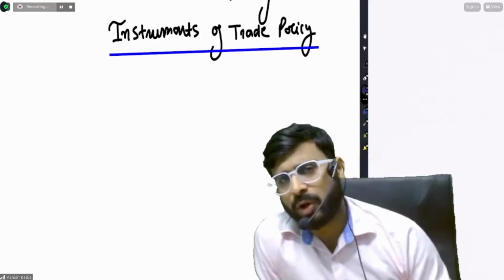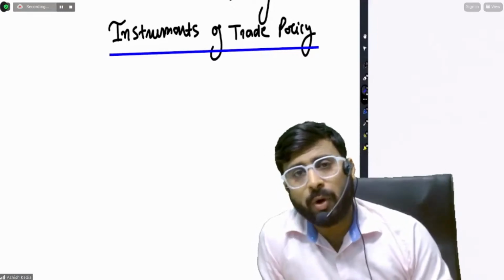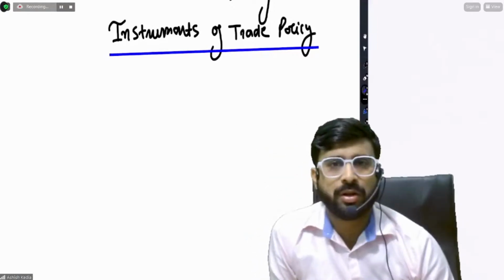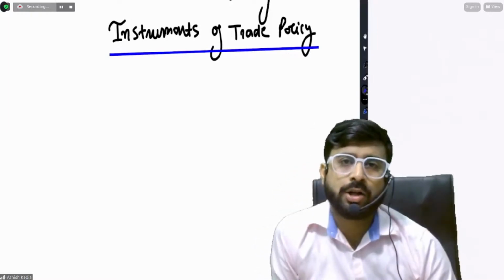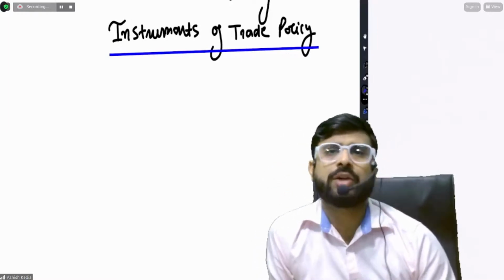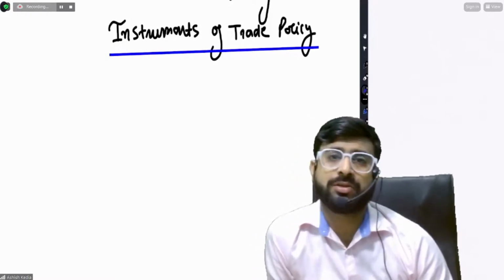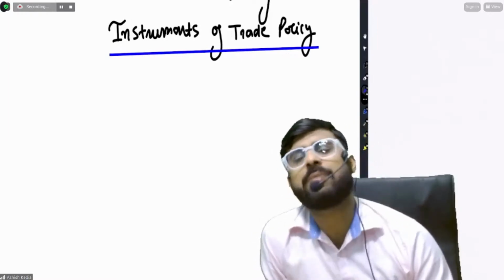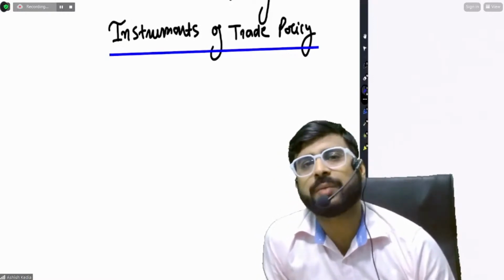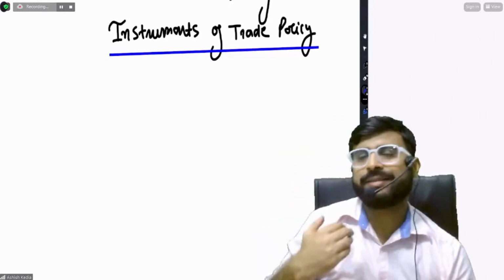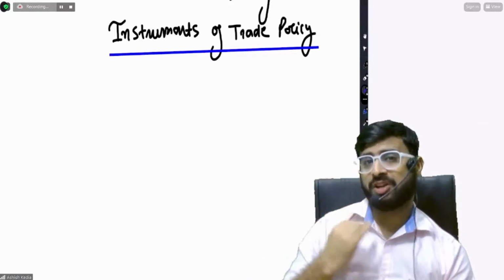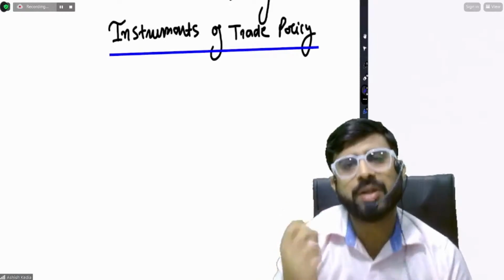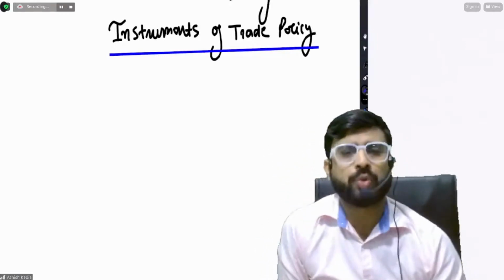In instruments of trade policy, dear students, we are going to talk about how export duties and import duties are imposed. We are going to study quota, and we are going to study tariff. We are going to talk about other conditional measures like ad valorem duty, special duty, mixed duty, and bounded duty. All these concepts we are going to explore in today's class. Basically, in export and import, whatever restrictions and measures are taken by different countries, we are going to study that.